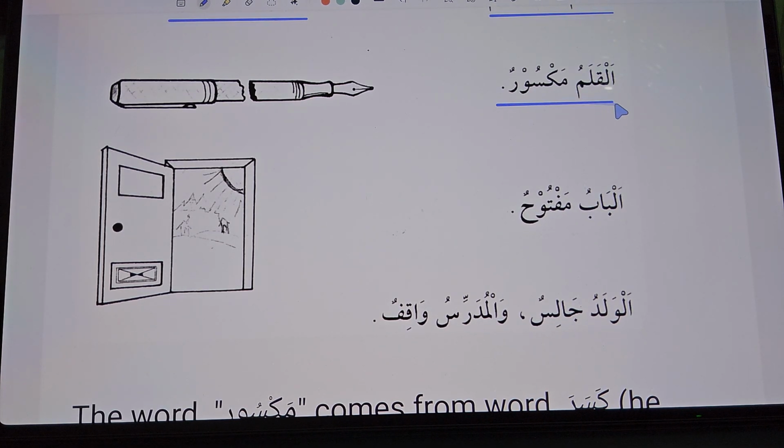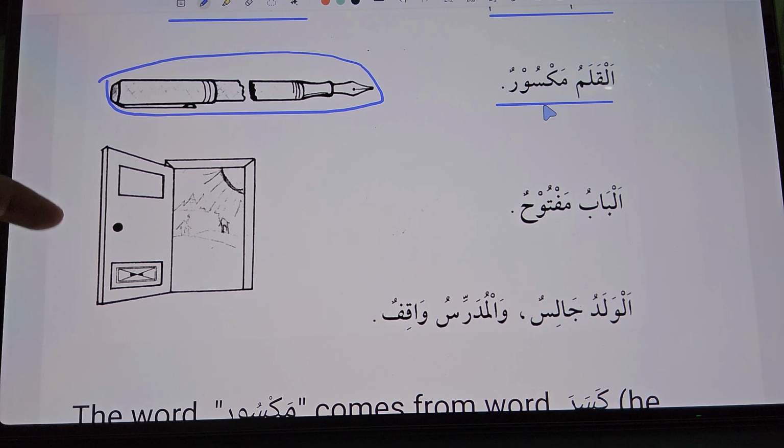Al-qalamu maksur. Okay, what is the meaning? The pen is broken. So now we are speaking about this particular pen. Here the pen is broken. This comes in the form of maksur, on the wazn of maf'ul. I think we'll go to it inshallah. On the wazn of maf'ul.